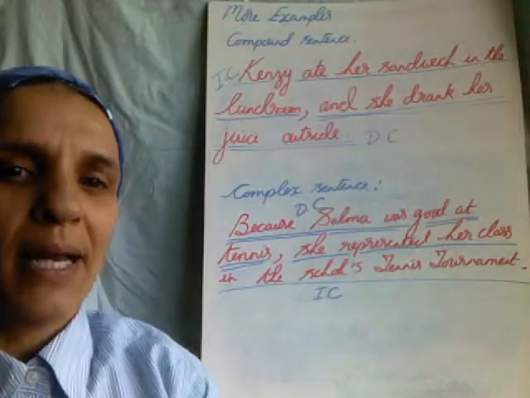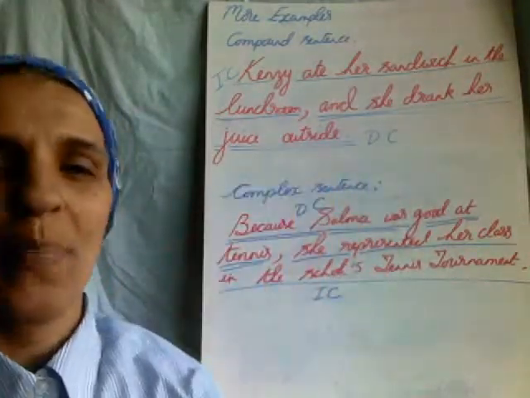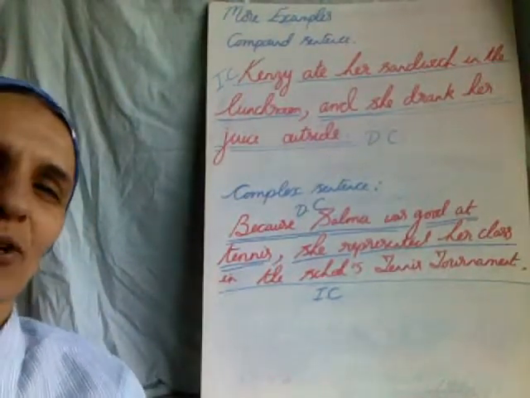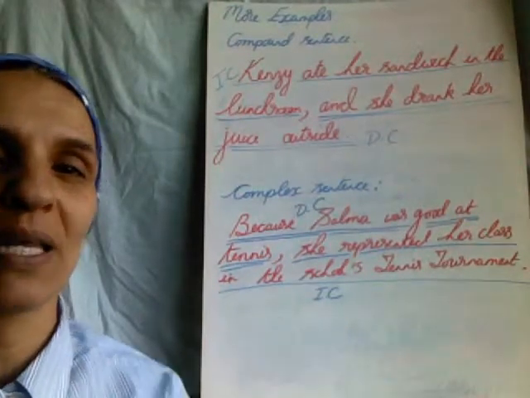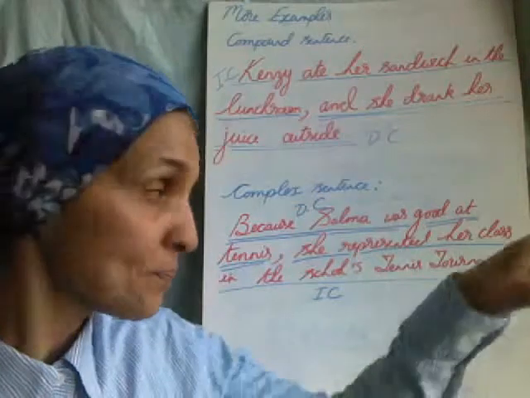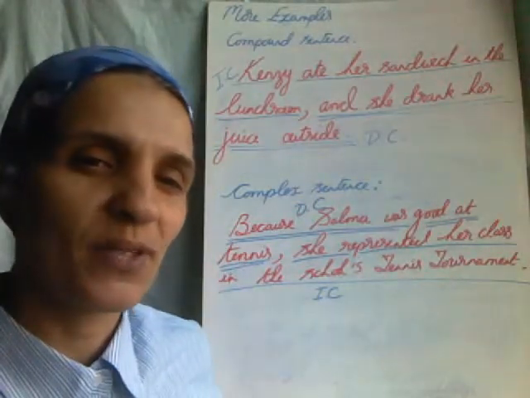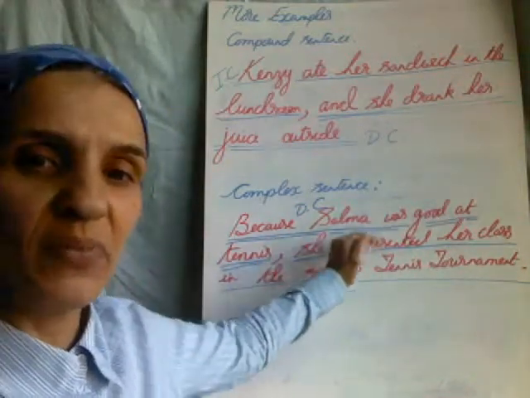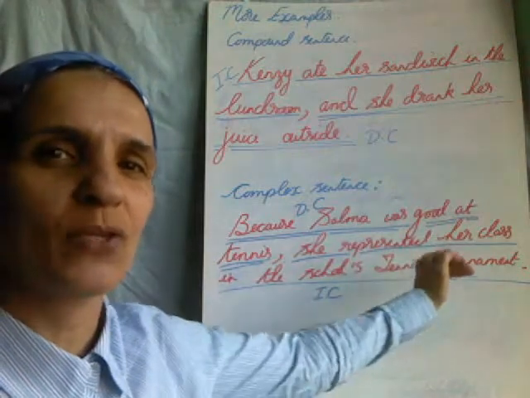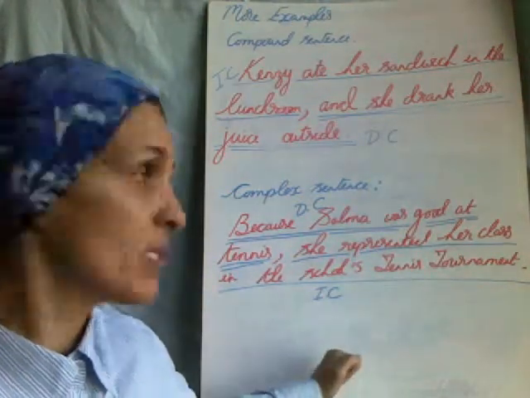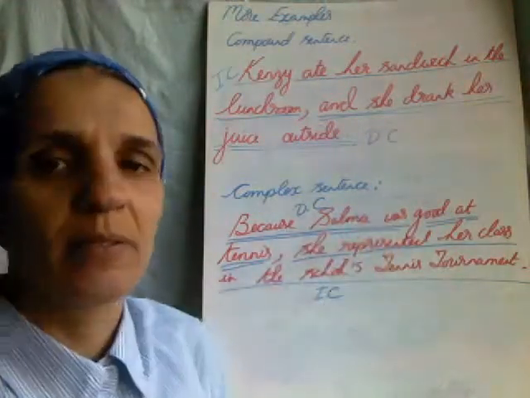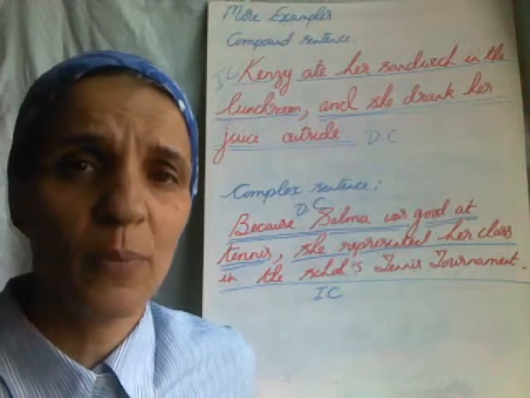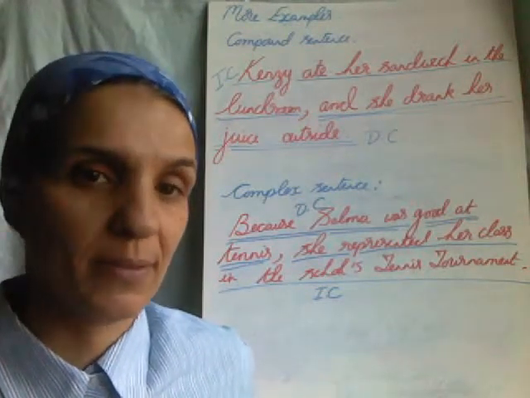Okay. Now, my next example is of a complex sentence, and this time I wanted to show you that your dependent clause can come first. It doesn't necessarily always have to be the second part of your sentence. Okay, I've started my complex sentence with the dependent clause. Because Salma was good at tennis, she represented her class in the school's tennis tournament. Okay, and the dependent clause here is because Salma was good at tennis. Can I write this on its own as a sentence? Because Salma was good at tennis, full stop? No, it doesn't make sense.